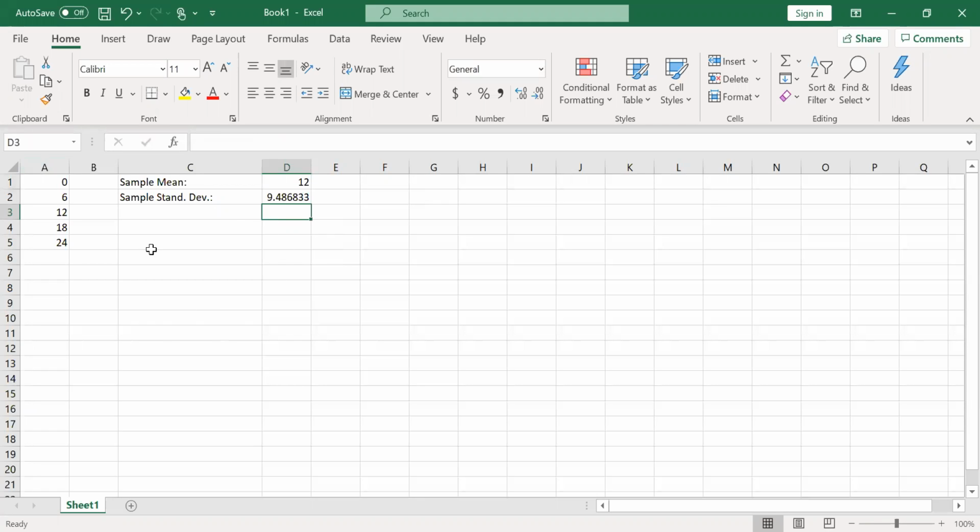Okay, so for this sample of 5 data values, we're getting a mean of 12 and a sample standard deviation of 9.486833. The truth is that's probably a number that goes on forever and never repeats. So let's just say 12 and 9.49. How does that sound? Everyone cool with that?